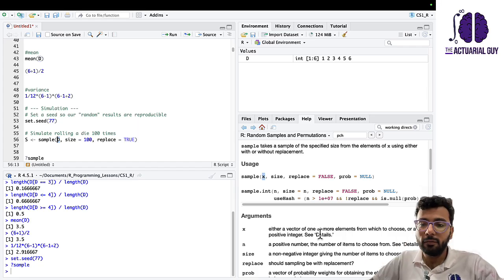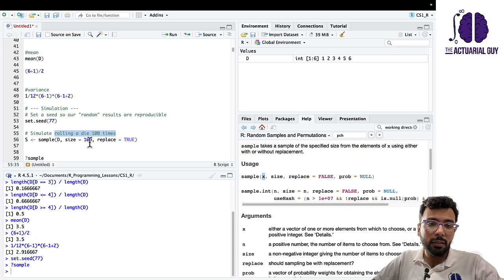So it is a vector of one or more elements that you're choosing from. Then another argument we are putting is what is the size of the sample that you want, right? So you want to roll the die 100 times, right? Think of it like you're randomly rolling the die 100 times and noting what the outcome is 100 times, right?